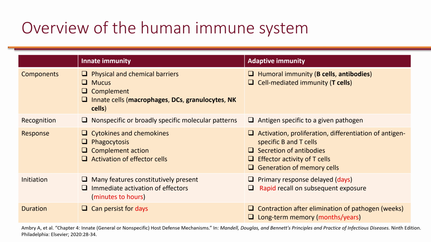kill pathogens. Other components of innate immunity include mucus, the complement system, and innate cells such as macrophages, dendritic cells, granulocytes, natural killer cells. In general, the innate immunity is non-specific or broadly specific molecular patterns. And the actual immune response is through cytokines and chemokines, which lead to inflammation, phagocytosis processes, the complement activation, as well as activation of effector cells.